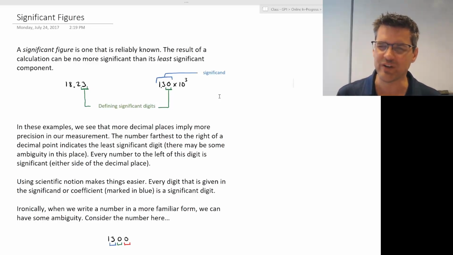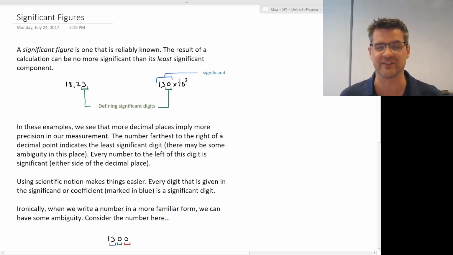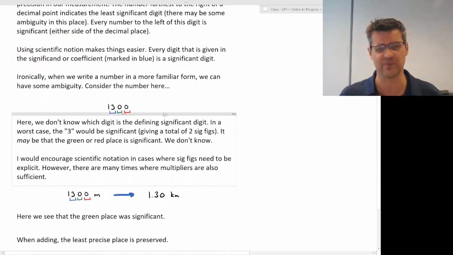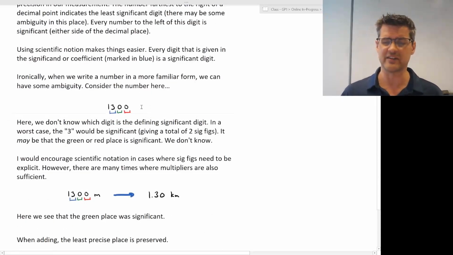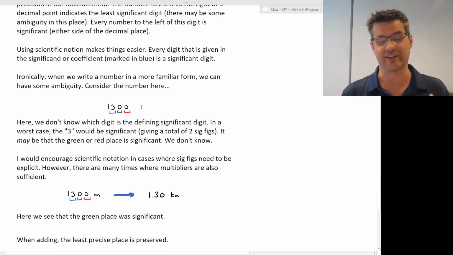How good we know that measurement. And significance is really coded into scientific notation, one of the reasons that we use it. And when we're not using scientific notation, there really can be ambiguity. Here is another measurement that I have here. I don't know if it's buckets or seconds or meters, but the numerical part of it is 1300.